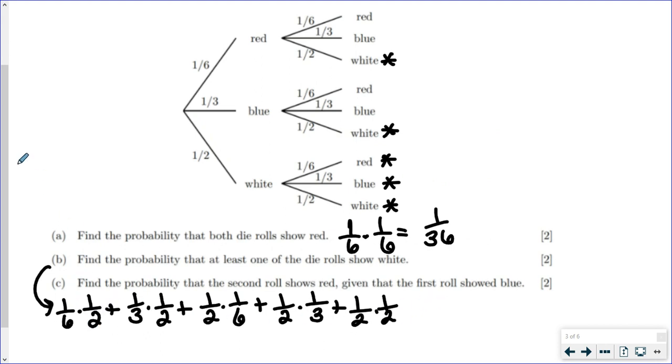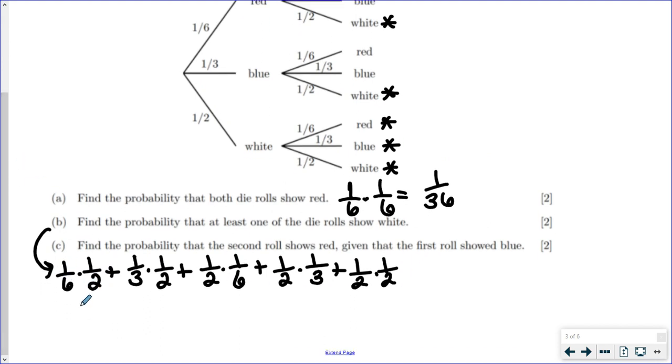All right, so that gives us 1/12 plus 1/6 plus 1/12 plus 1/6 plus 1/4. All right, now, I mean, you could do this easily enough in your head just by getting common denominators. But you could just plug it straight into your calculator. All right, but your common denominator would be 12.